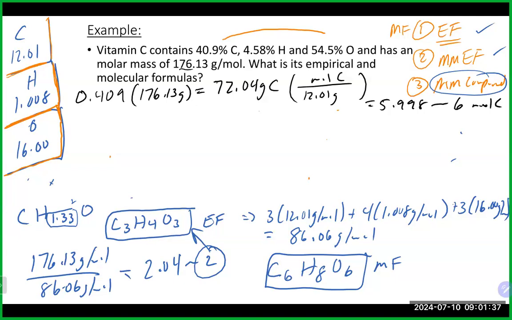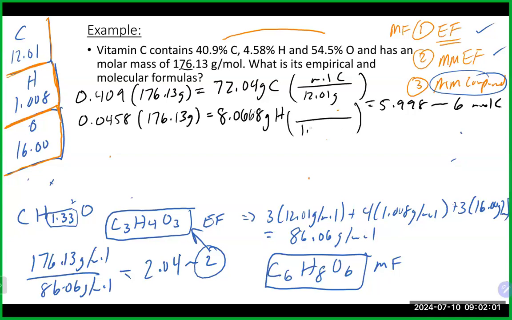We'll do the same thing. We'll take our hydrogen divided by 100, or move the decimal place 2 places to the left, and we'll multiply it by the molar mass of the compound: 0.0458 times 176.13. That's going to give us about 8.0668 grams of hydrogen, divided by the molar mass of hydrogen. That's going to give us about 8 moles of hydrogen.